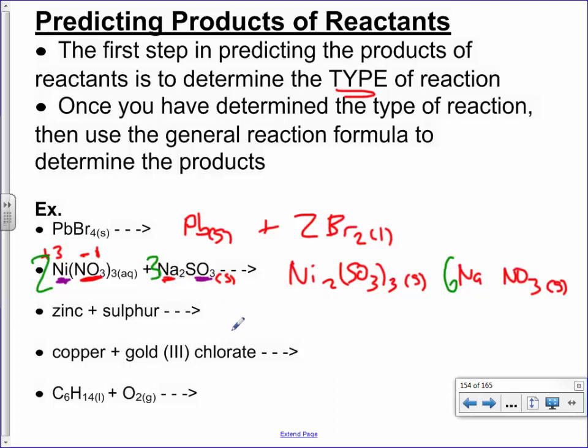Okay, let's see whether we've got it fixed. 2 nickels. Nickel with a 2. That works. 2 times 3 gives 6 of the nitrates. And this 6 right here is for the nitrates. 3 times the little 2 gives 6 sodiums. And look, 6 for sodium fits. And then 3 of the SO3s. And here's an SO3 with a 3 afterwards. We're good.